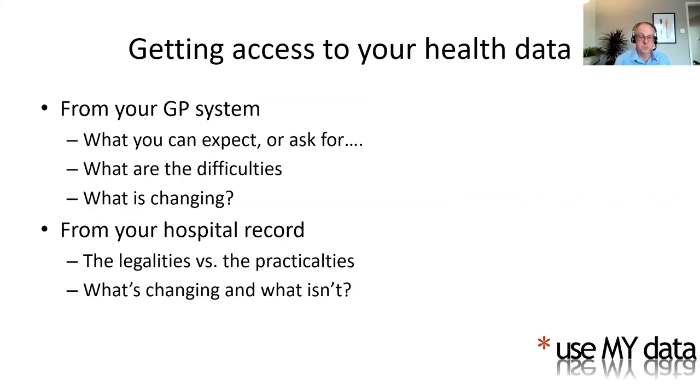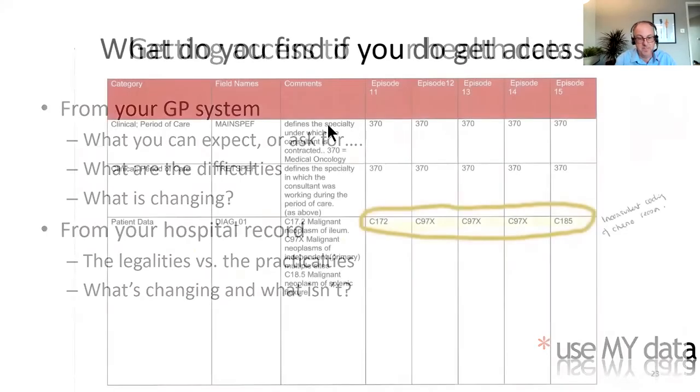So another angle of your healthcare data is, can you see it? Now, clearly you can see some of it because I've shown you some bits of mine, but what is it that you can actually see in your GP system or your hospital record? I'm just sticking with GP and hospital systems at the minute. I know there's other healthcare data out there, but for reasons of time, I'm sticking with those two things. So what can you ask for? And indeed, what are the difficulties of getting access to those different sorts of data?